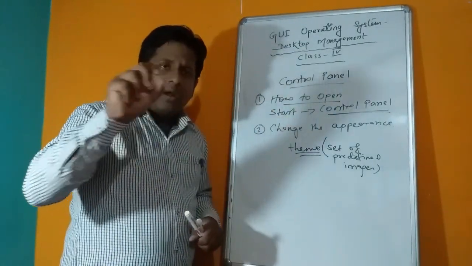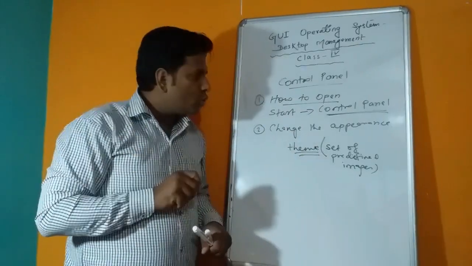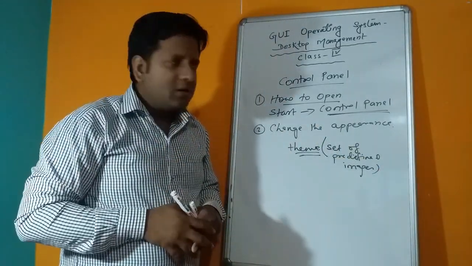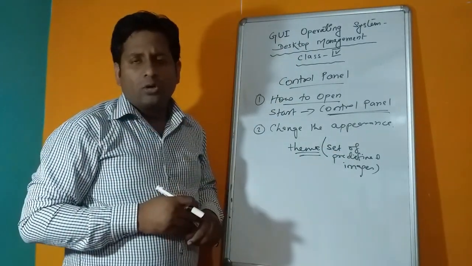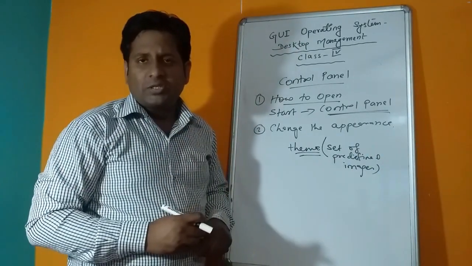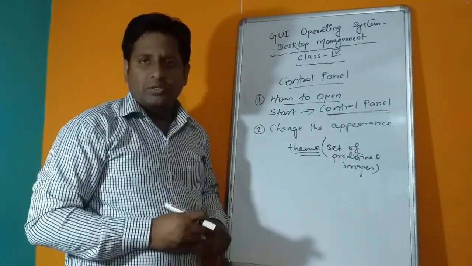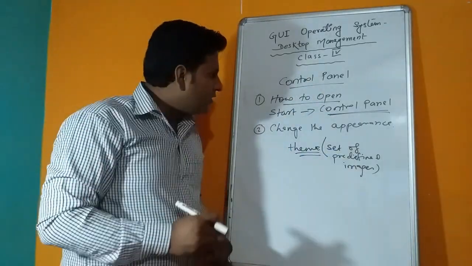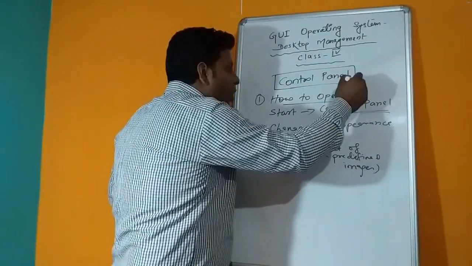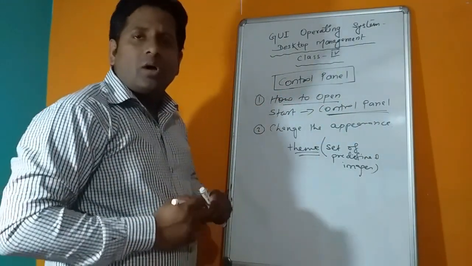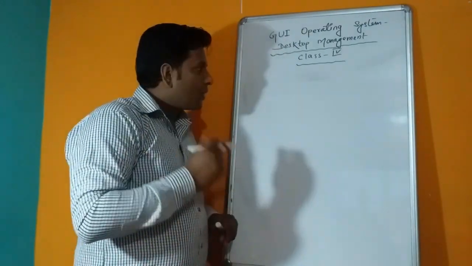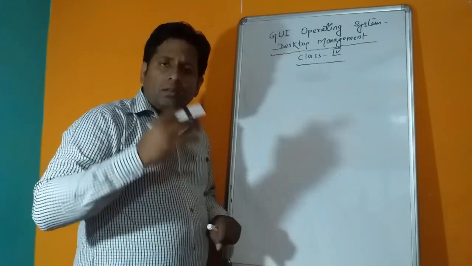Even the icons available in the control panel, you can make bigger or smaller. These things can also be done in the control panel. Even the desktop wallpaper changes, folder appearance changes, network, internet options, mouse and keyboard settings, everything we can do in the control panel. In fact, the control panel performs all the settings related to computer systems. Is this clear, children?